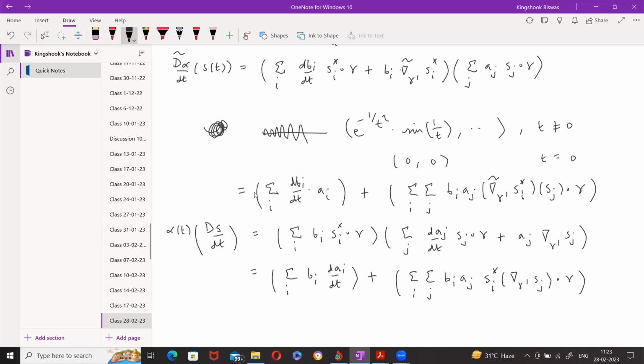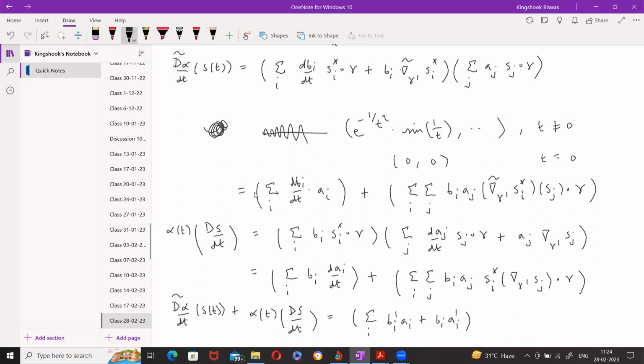So when I add up these two, what's going to happen? So d tilde alpha dt of S T plus alpha T ds dt will give me sum over i. So I'll get this dbi dt, so bi prime ai plus bi ai prime.